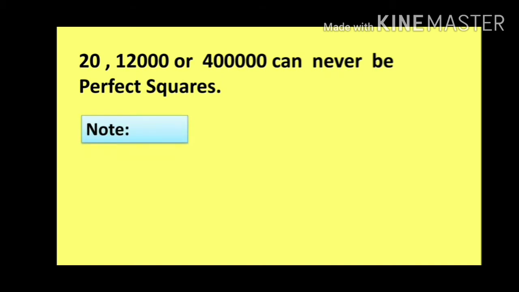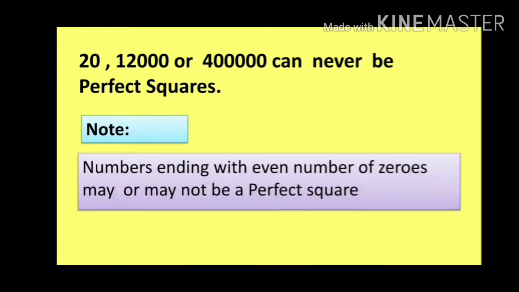Here also you have to note one thing, that the numbers that end with an even number of zeros may or may not be a perfect square. Here I mean to say, suppose we take the numbers 100 and 200, both of them end with an even number of zeros, but 100 is a perfect square, but 200 is not a perfect square. So this is not a condition to be a perfect square. The odd number of zeros confirms that it is not a perfect square. But getting an even number of zeros doesn't confirm it. It may be, it may not be.